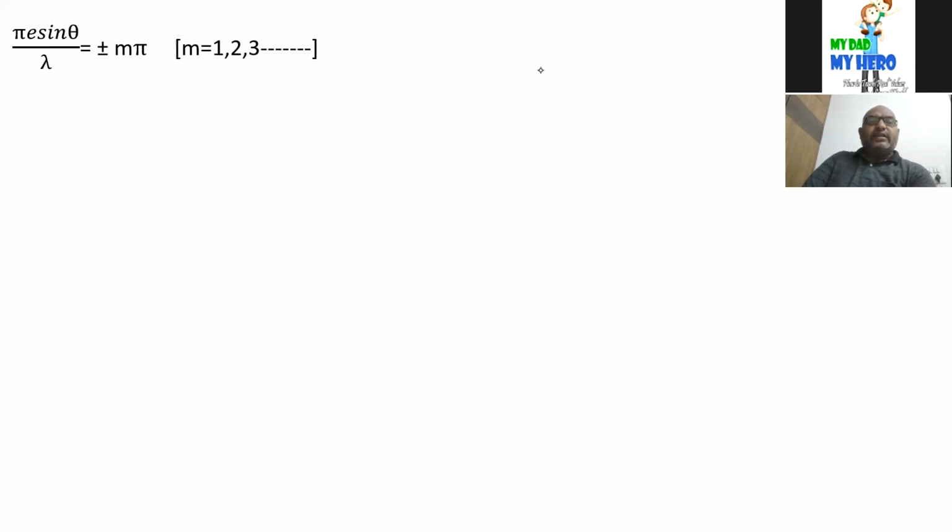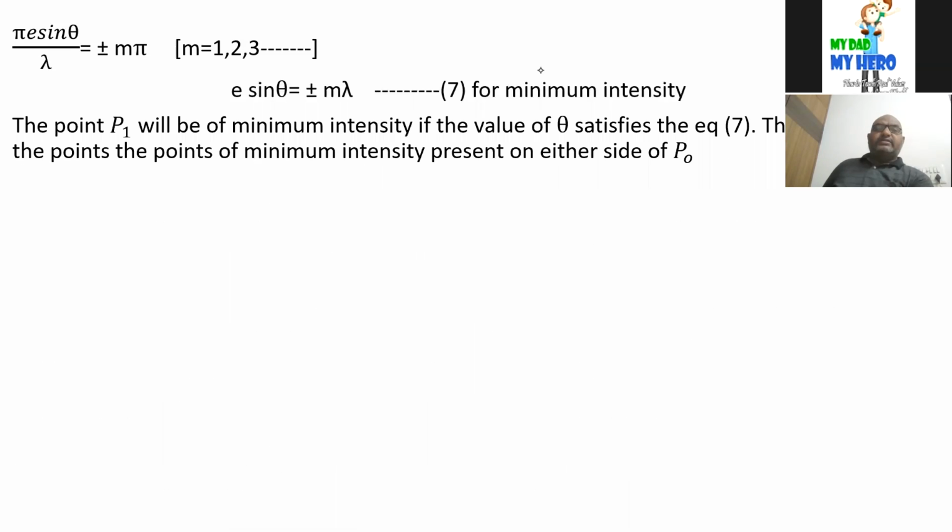Then pi e sin theta by lambda is equal to plus or minus m pi. Both sides pi get cancelled. Then e sin theta is equal to plus or minus m lambda. The point P1 will be minimum intensity for the value of theta satisfying equation 7. And we obtain the points of minimum intensity present on the sides of the P naught.